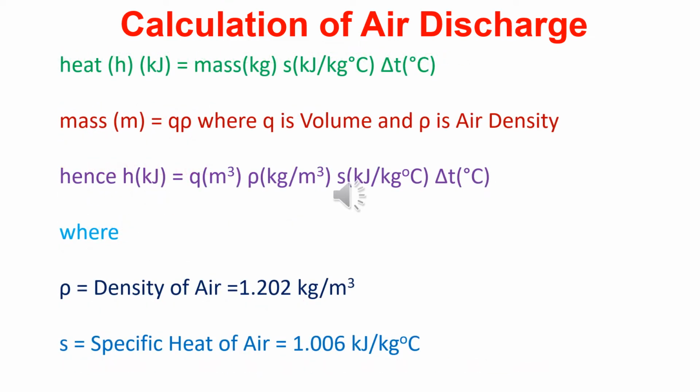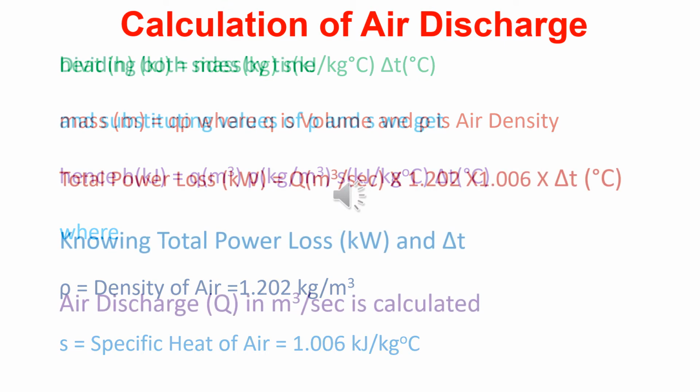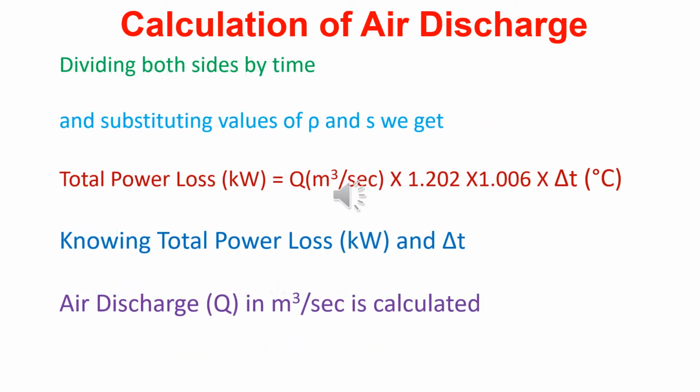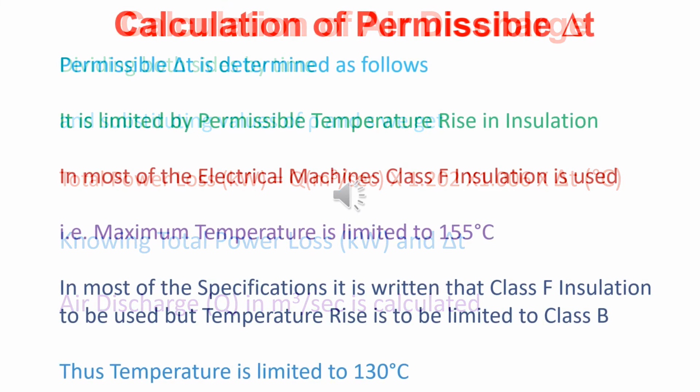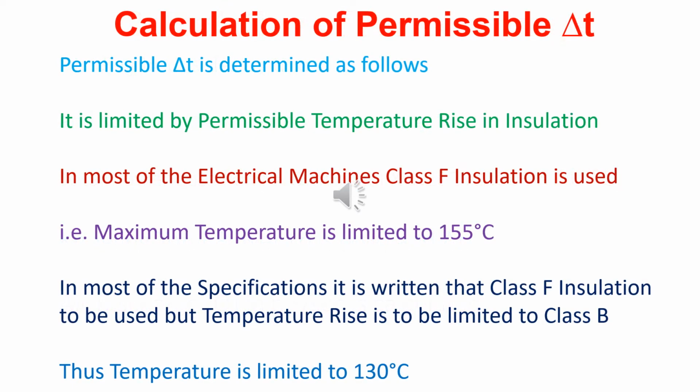Air discharge is calculated by using heat equals to m s delta T and dividing both sides by time. When total power loss and permissible temperature rise are known, air discharge is calculated. The question is how much should be the permissible temperature rise?